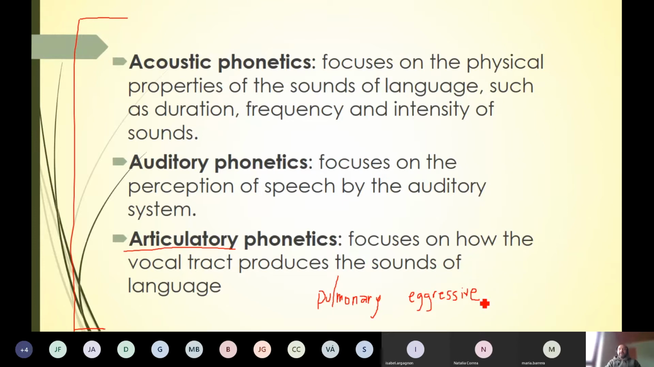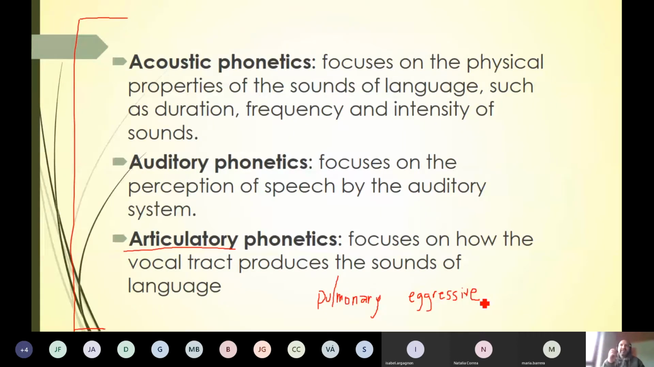So this pulmonary and egressive airstream goes out in the form of sound waves. And these sound waves travel in an environment. It could be a very large room or a very small room. It could be on the street. It could be an environment in which other elements may affect the quality of that sound.